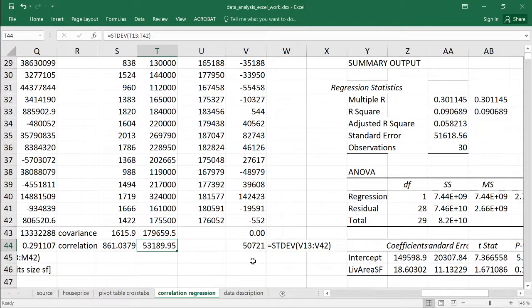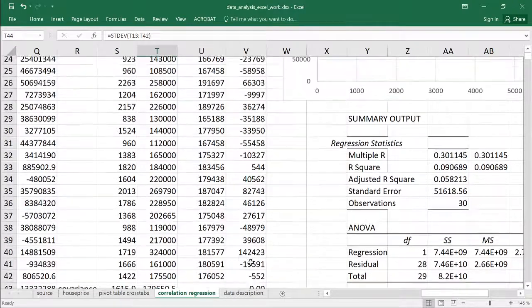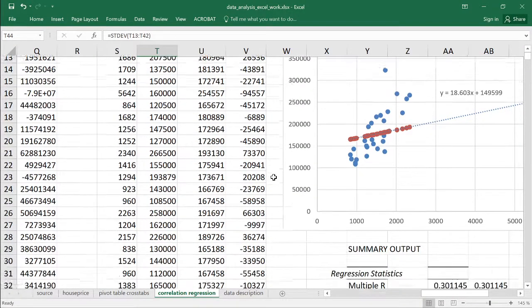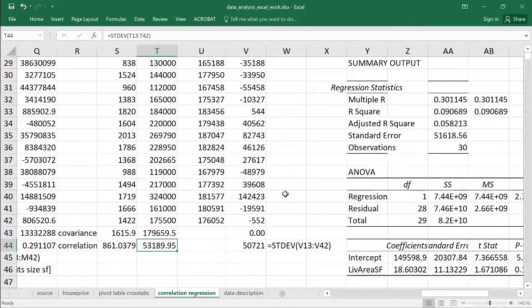Now, obviously, this is still a big challenge. We are left with a lot of dispersion that cannot be traced back to living area. It must be due to other factors. And in my videos on multiple regression, I will show you how to include further explanatory variables. And with those, it should be possible to reduce the standard error of a regression further than here.